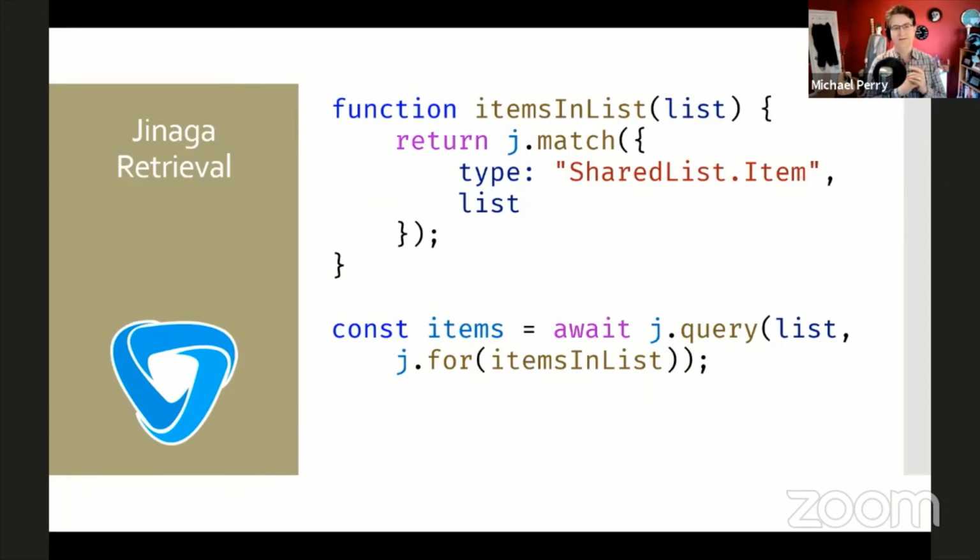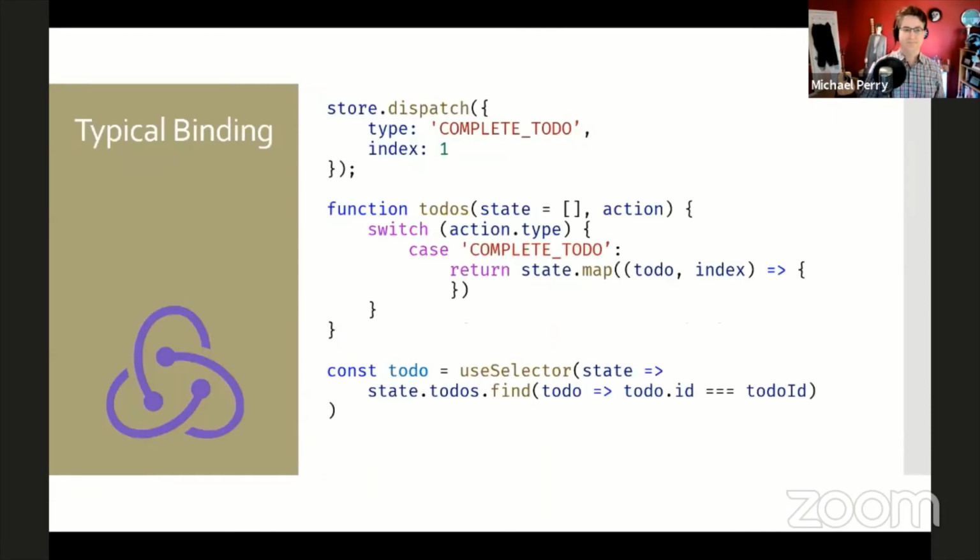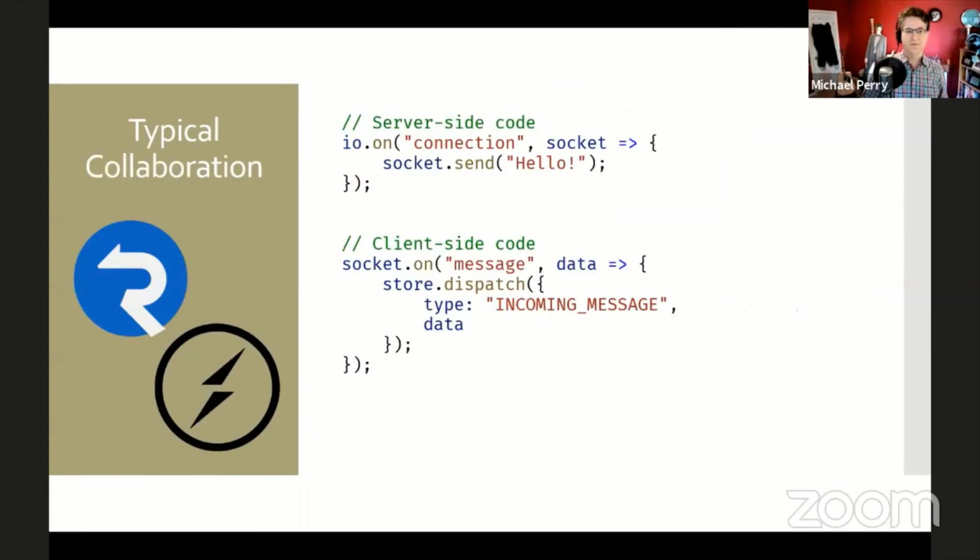So we have gone through the hairiest bit of Jinaga. This is how you have to kind of switch your brain into a different way of thinking. But like I said, once you're there, then there's a whole lot of things that really start to unlock. So one of those things that just unlocks for you is collaboration.